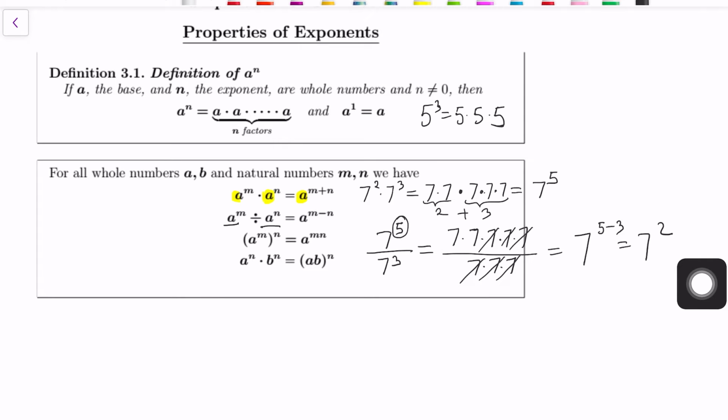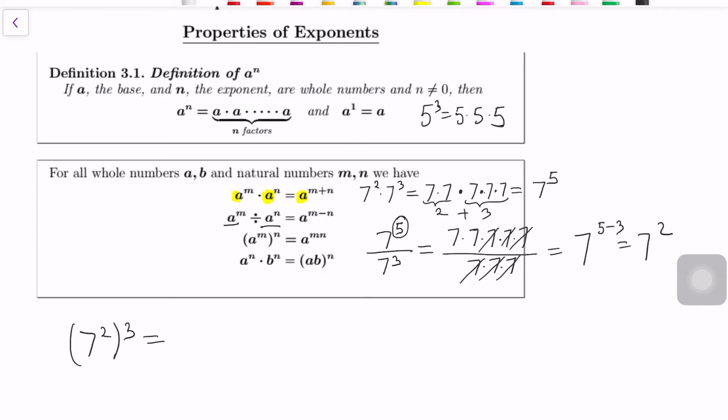Now, what if you have one base, but one power after another? So we have a raised to the power m, and then that is raised to the power n. That becomes a to the power m times n. Example to illustrate that: let's say we have 7 to the power 2 and then to the power 3. According to that rule, it should be 7 to the power 6. 2 times 3. I'm multiplying the powers, not adding. But I want you to see why.